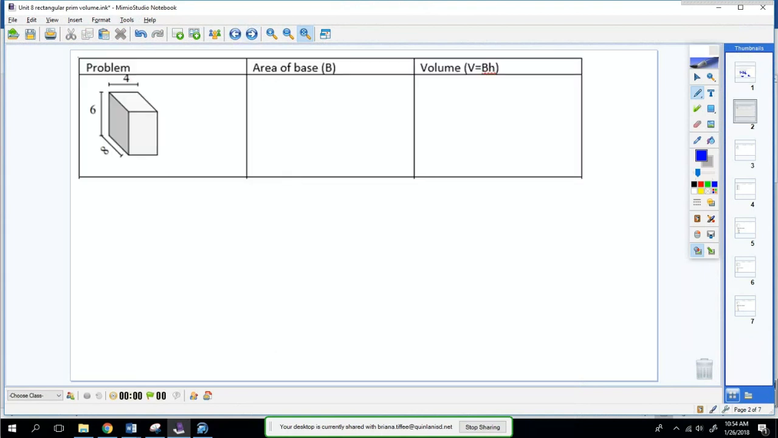So this is my first problem. So we have the volume formula, V is equal to big B times H. Well, to be able to solve the volume formula, I need to know what big B is. So big B is just the area of the base. So let's just be base times height. And let's just say that this right here is the base. So the base is going to be 8, and the height will be 6. So 8 times 6 is 48. So big B equals 48.